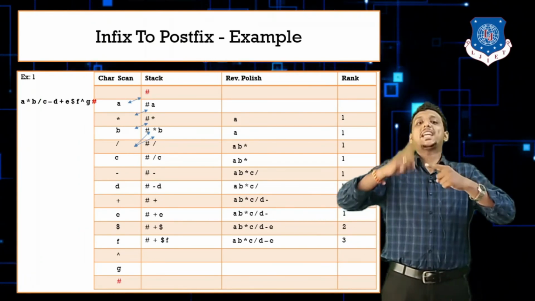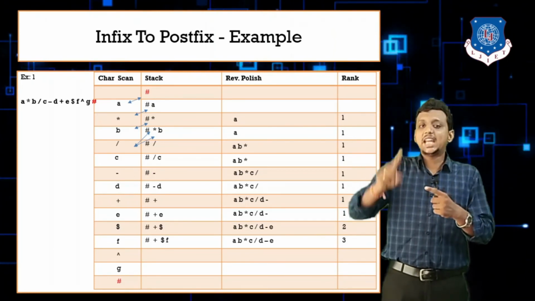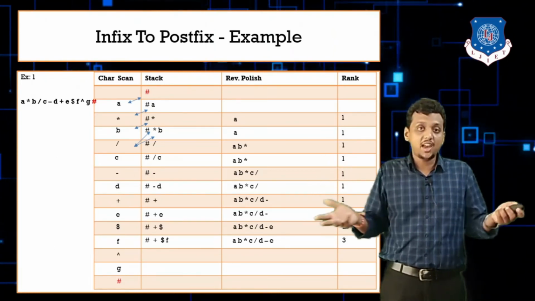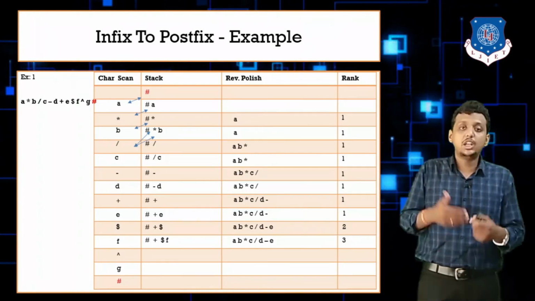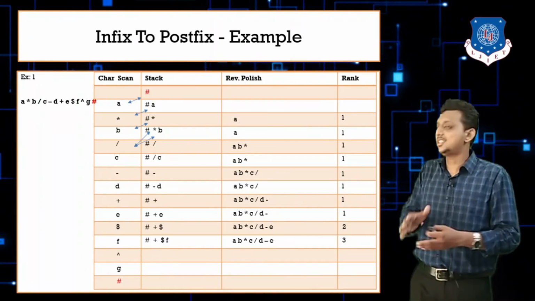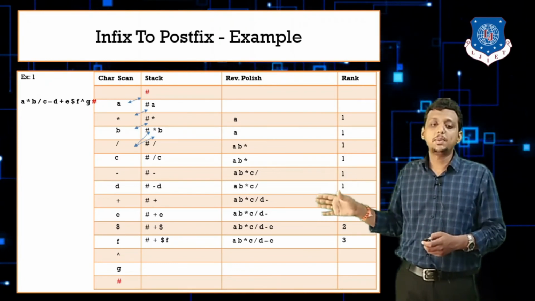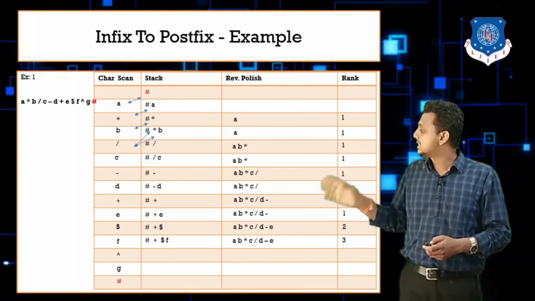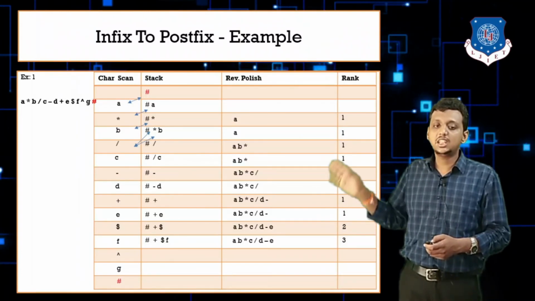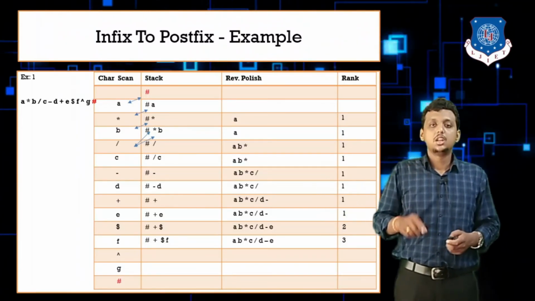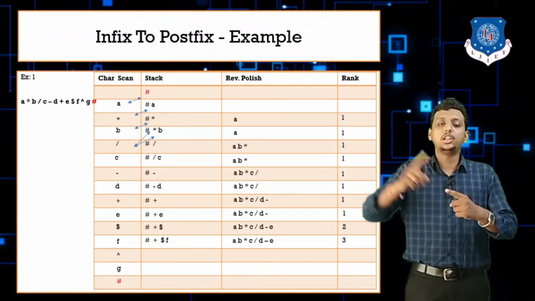Now just compare caret with F. Obviously, F has higher precedence. So F will be popped out from the stack and put into the reverse polish. Okay, so now my reverse polish string becomes A, B, star, C division D minus E and then F. Now compare caret with dollar.